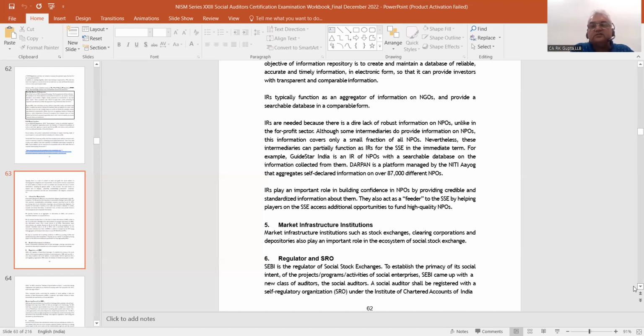Market infrastructure institutions. What are they? The stock exchange, the clearing corporation, and depositories also play an important role in the ecosystem. Then the regulator and the self-regulatory organization. SEBI is the regulator of the social stock exchange, and to establish the primacy of the social intent of the project or programs or activities, SEBI came up with a new class of auditors, the social auditors. So social auditors shall be registered with an SRO, self-regulatory organization, under the three institutes.